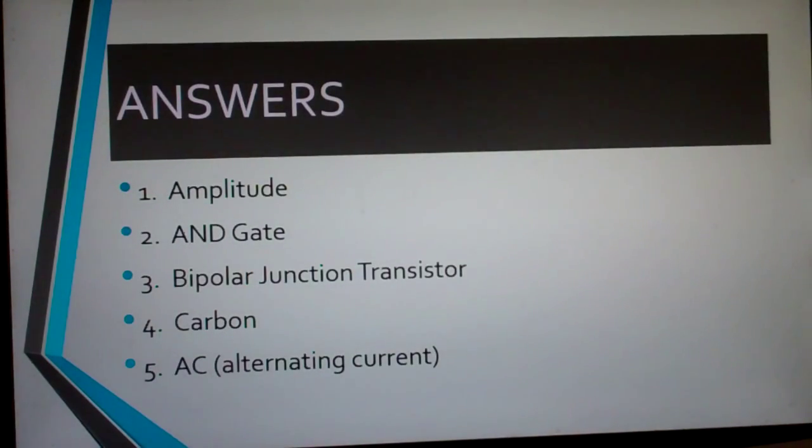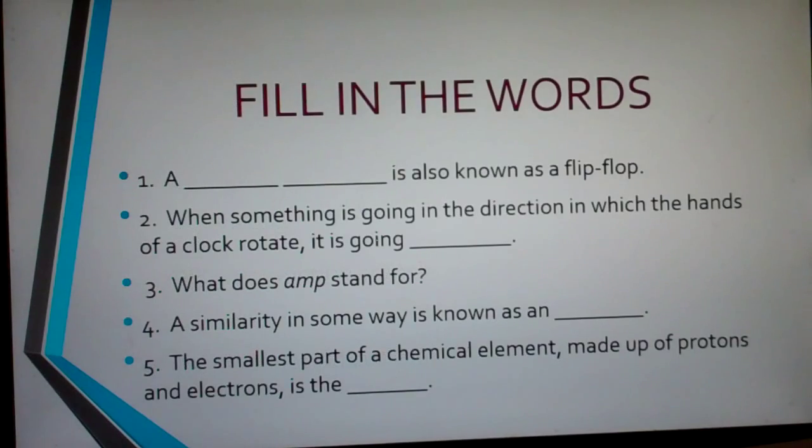Answers. Number 1 is amplitude. Number 2 is AND gate. Number 3 is bipolar junction transistor. Number 4 is carbon. Number 5 is alternating current, or AC.